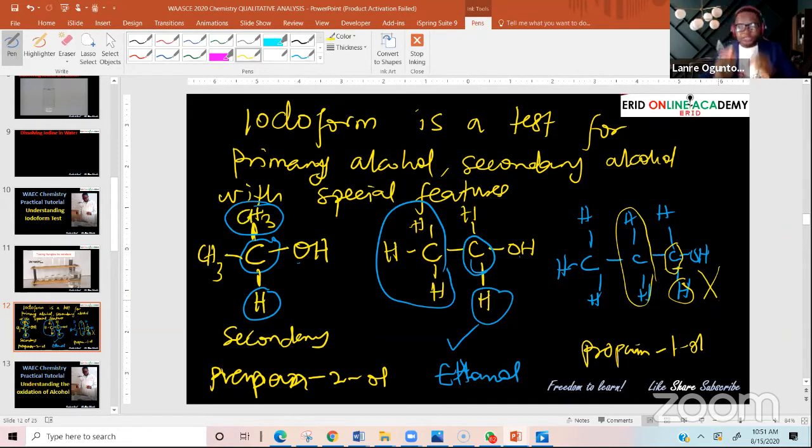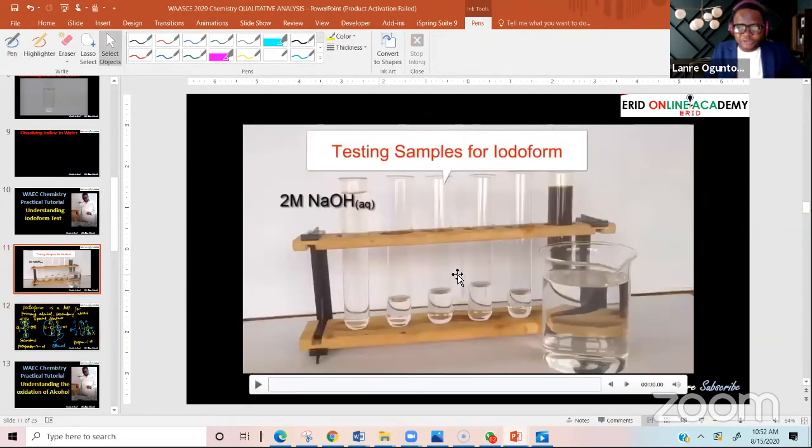So a substance that will give you a positive test with iodine must be one that has hydrogen on the carbon carrying the OH and a CH3 group on the carbon carrying the OH. So that tells us that ethanol and propan-2-ol, as an example here, will form a positive test with iodine. So let's go to the lab and carry out this particular test.